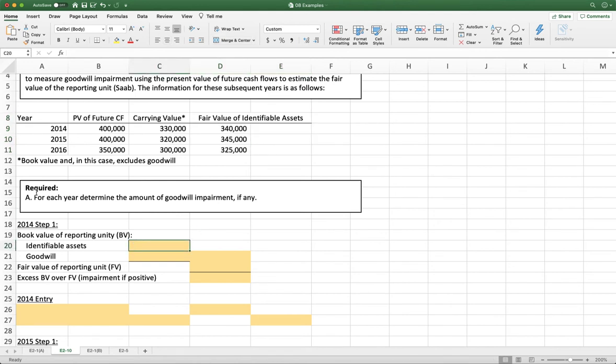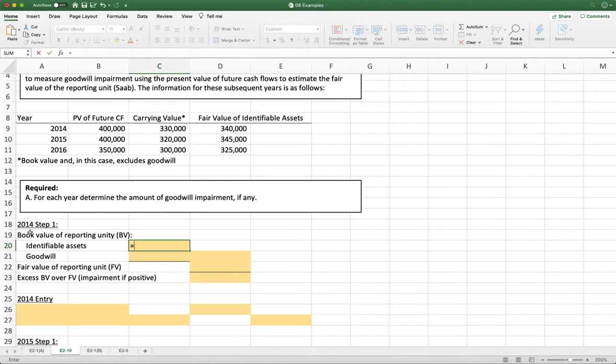So we're going to start out with step 1 of our goodwill impairment test. And what we want to do is compare the book value of the reporting unit to the fair value of the reporting unit. Now, because this example is from when there were 2 steps of this test, we're going to have some extra information. And so we're going to have to try to figure out which information we need and what's actually not relevant. All right, so we're trying to figure out the book value of our unit.